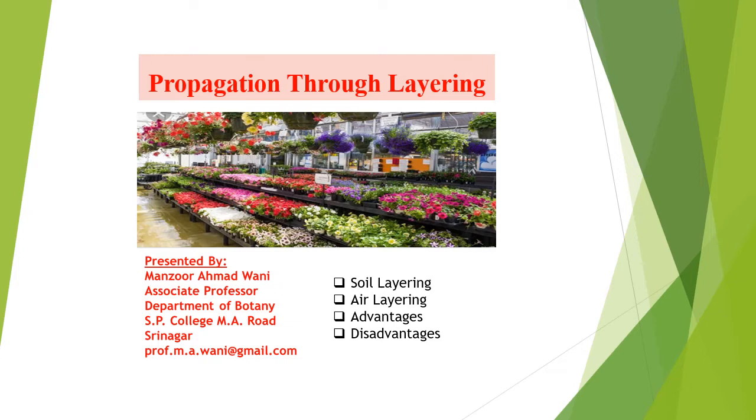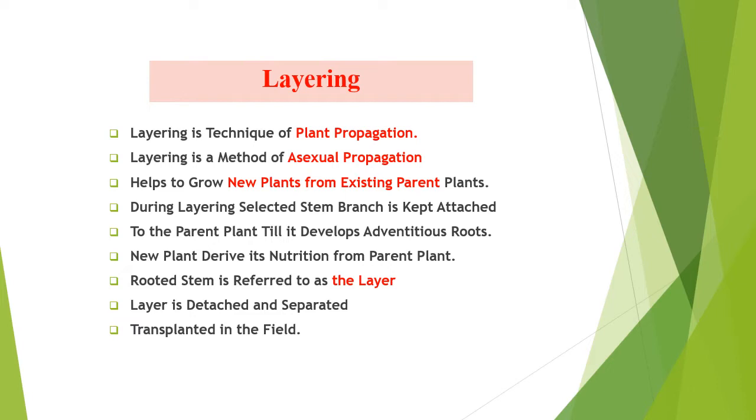First of all, we'll have to understand what we mean by layering. So layering is basically an asexual propagation method. Here we are making a new plant from an existing parent plant or existing stock plant, and you select a branch, a stem, usually a 1 year old branch or the current year's shoot, and you keep it attached to the parent plant, but you are putting this branch down and adventitious roots are formed on it.